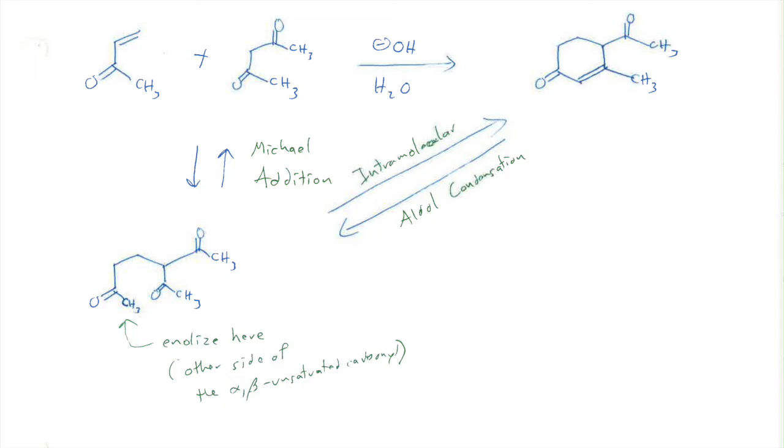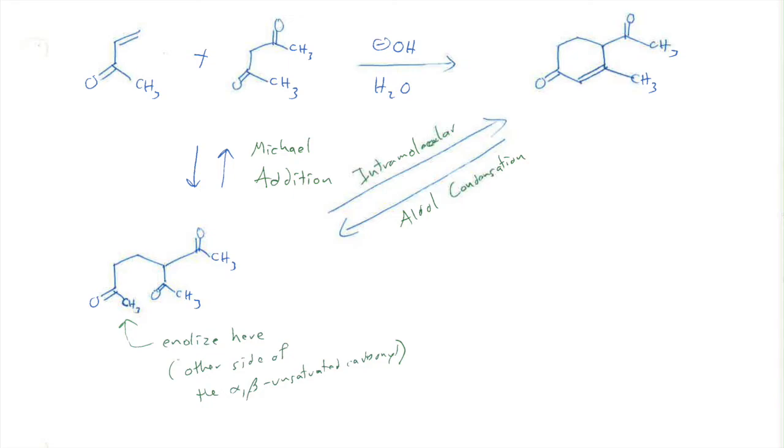Of course, there's no mechanism drawn here because it's stuff we've covered before. The Robinson annulation is nothing more than a Michael addition followed by an intramolecular aldol. And it usually goes through an aldol condensation. Again, we have these thermodynamic conditions that tend to promote the dehydration step, and 6-membered ring formation also tends to promote that dehydration. I think I may have mentioned that before.